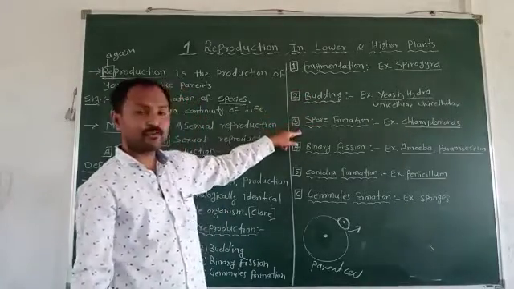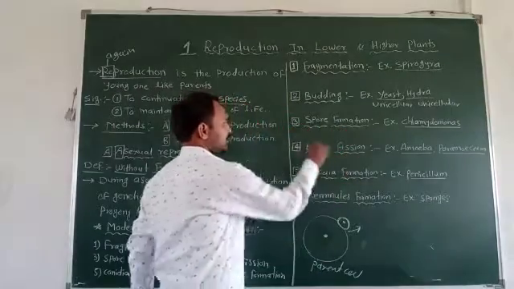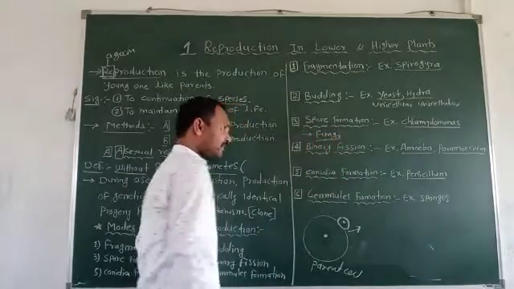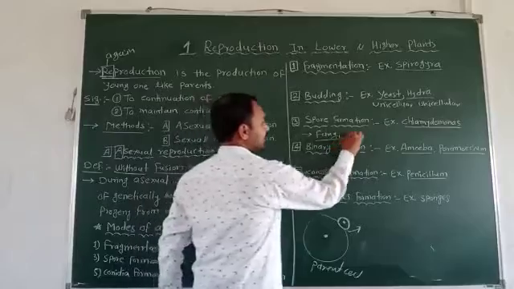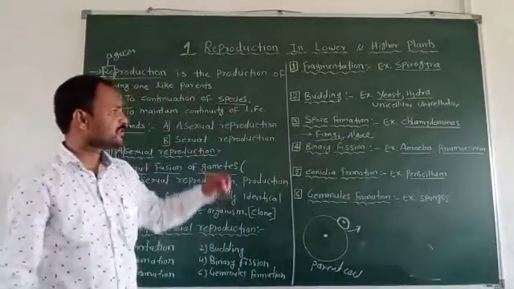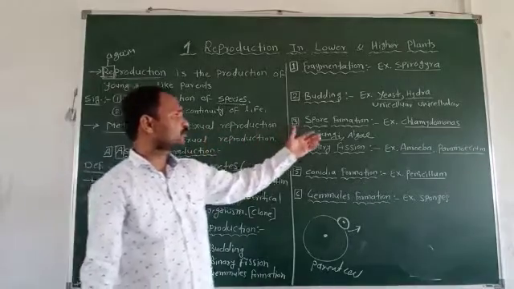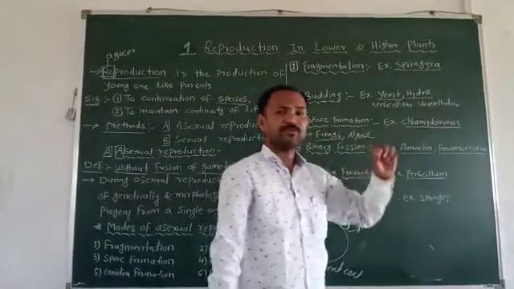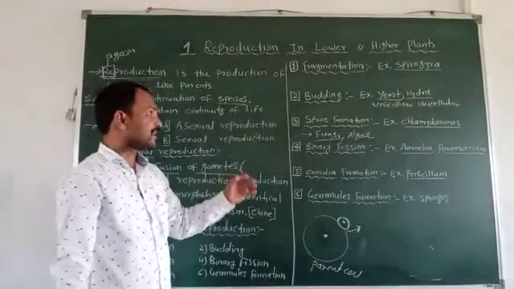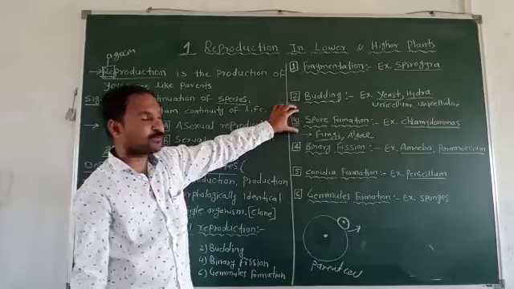Now third, spore formation. Spores are generally formed by fungi. Fungi and algae are divisions, and in these divisions the organism reproduces with the help of spore formation. Chlamydomonas is a flagellated motile alga that reproduces with the help of spores during favorable conditions.